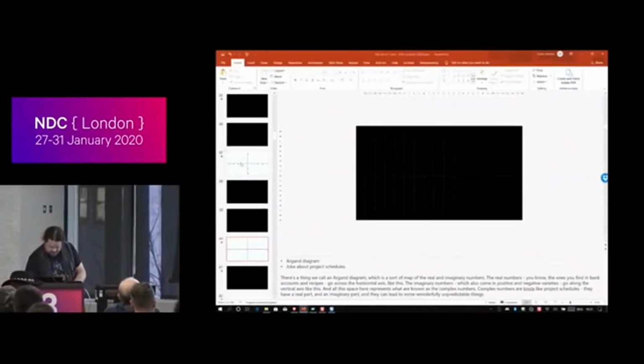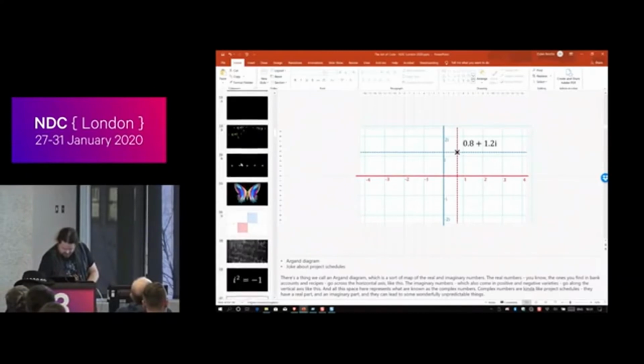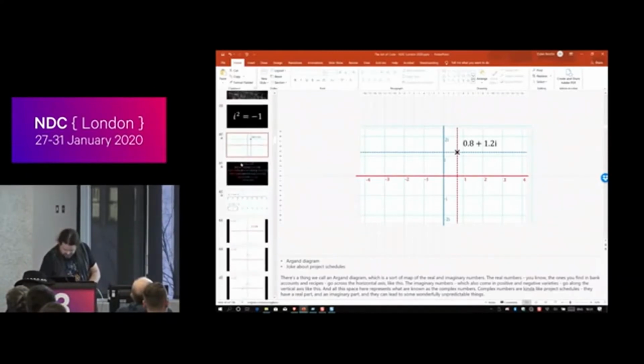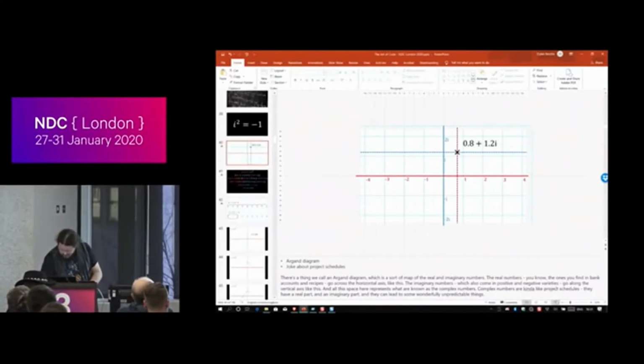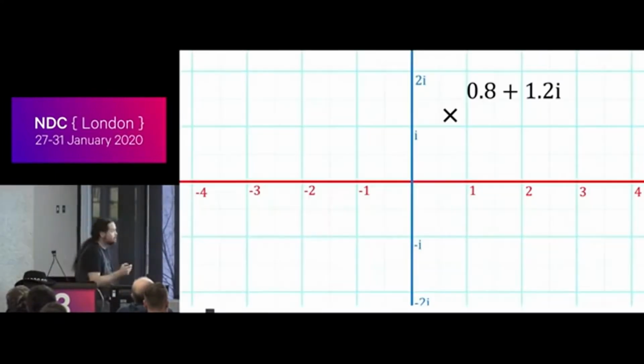Hang on a second, give me 1 second. There's a bunch of slides that have gone missing here, and this is not making a huge amount of sense. Yep, no, we're good. One slide is missing. Right.